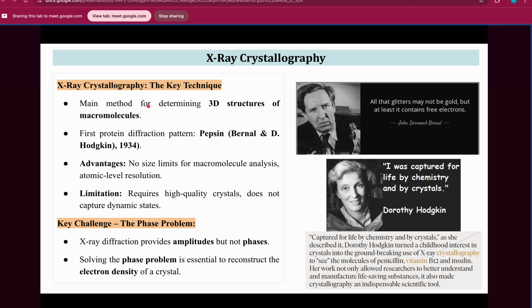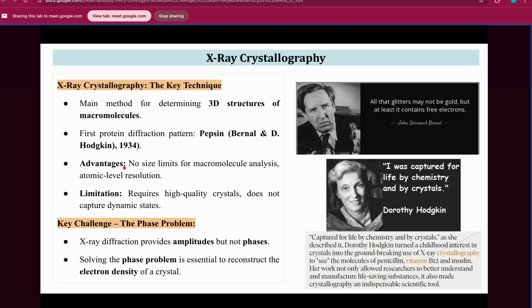If we talk a little bit about the history of X-ray crystallography, it is the main method which is used to determine the 3D structure of macromolecules. And the first protein diffraction pattern was obtained for pepsin, which is an enzyme. So there were two scientists. One was John Desmond Bernal and another was Dorothy Hodgkin. These two people got a Nobel Prize in 1934 for this diffraction pattern of pepsin.